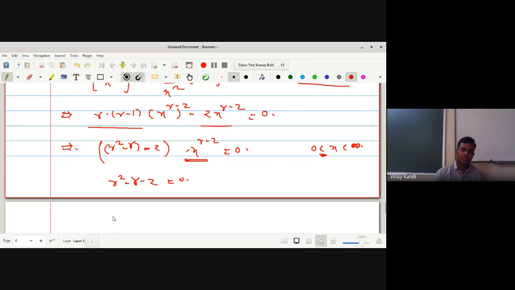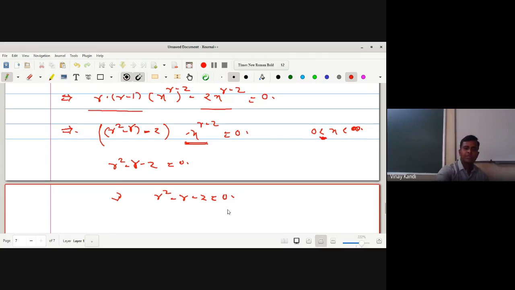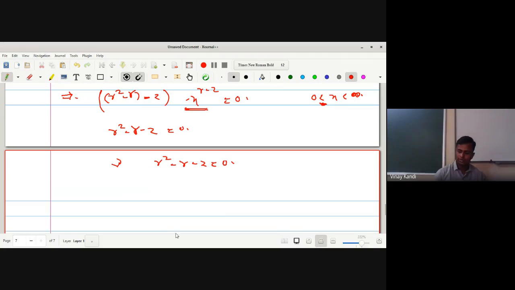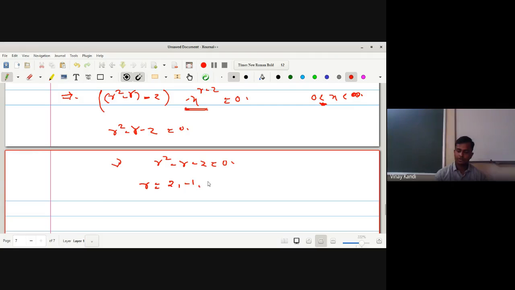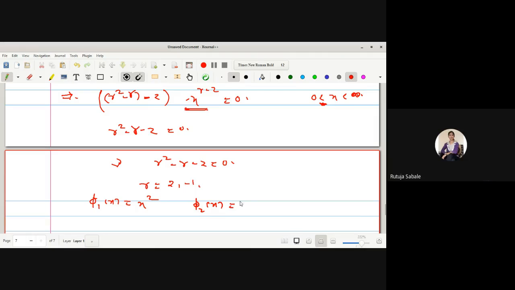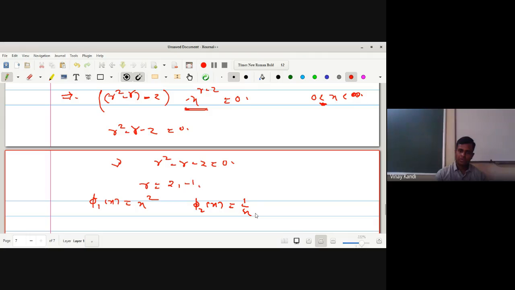Okay, so r square minus r minus 2 is equal to 0. Now tell me the roots. r is equal to 2 and minus 1. Okay, so what is the phi 1 of x? x square. And what is phi 2? 1 upon x.